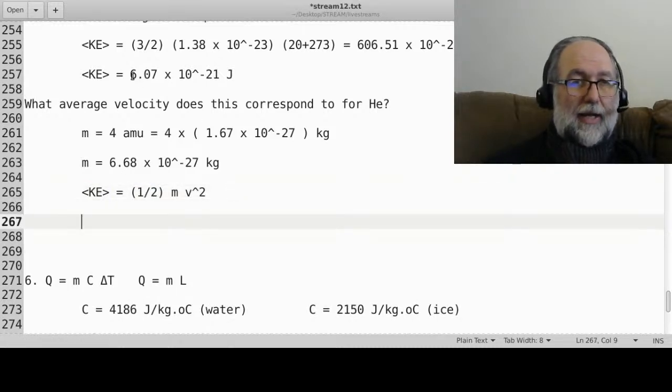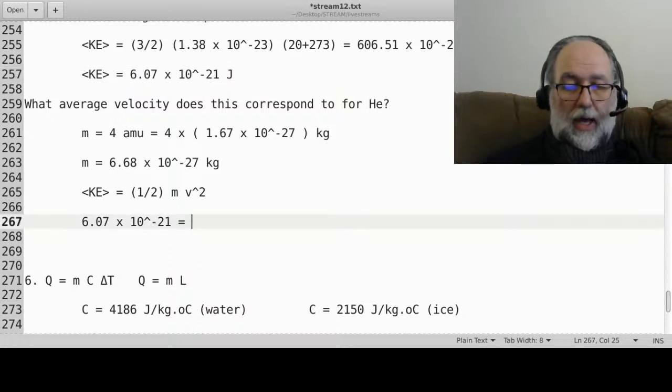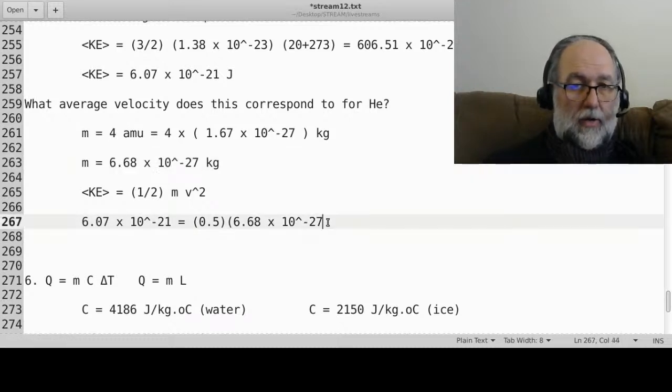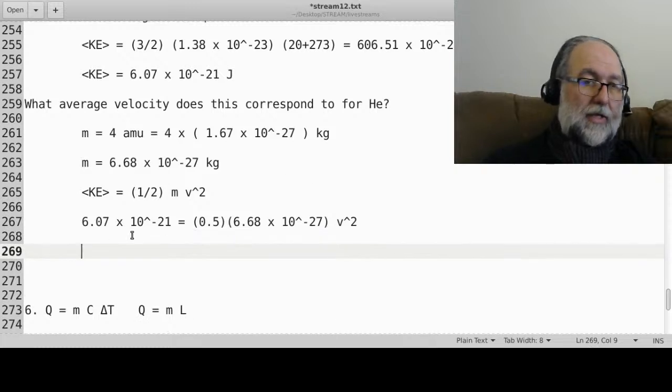And so if you know the kinetic energy, it's this number here. And the half is just 0.5. You know the mass, that's this number right here, and you've got a v squared like that. Now you can solve.